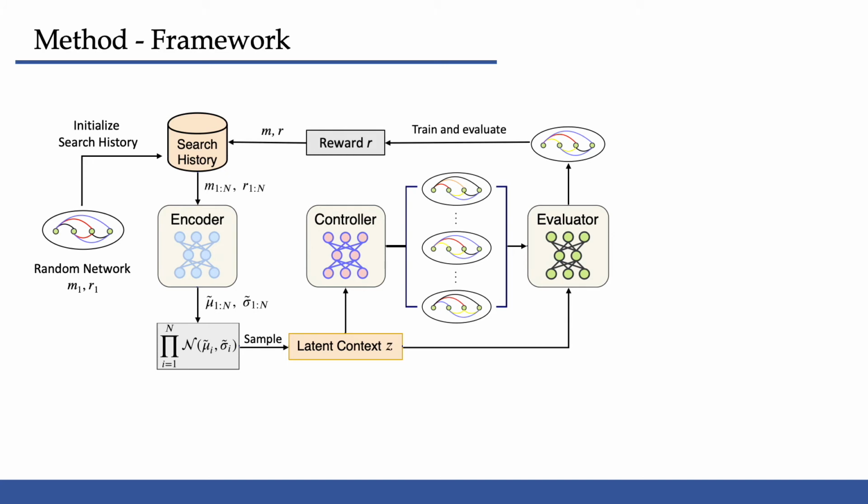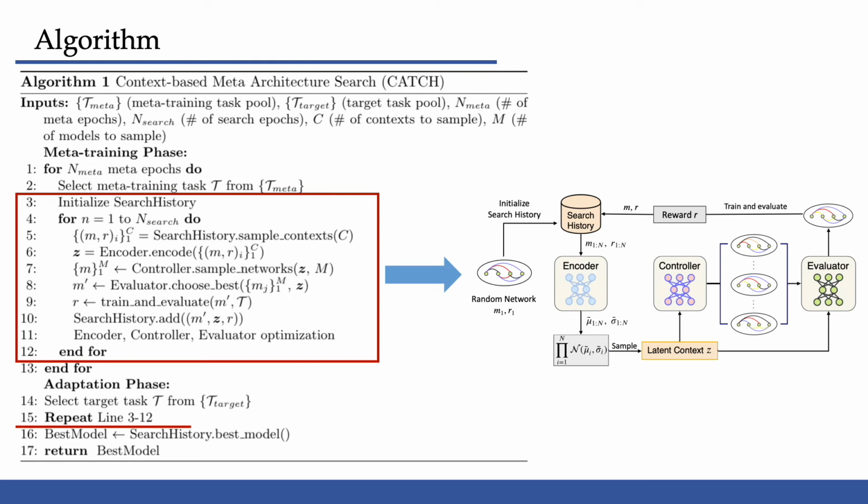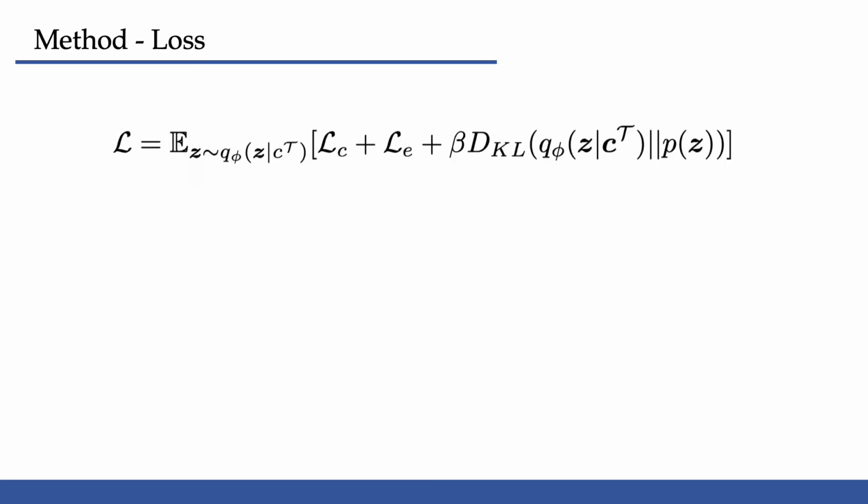The validation performance of the network will be used as the reward and will be stored in the search history along with the model's architecture encoding. In our algorithm, we go through this process for every meta-training task, and it's also repeated when it's adapting towards a target task. That was the forward pass of our method. Now let's take a look at how it's updated.